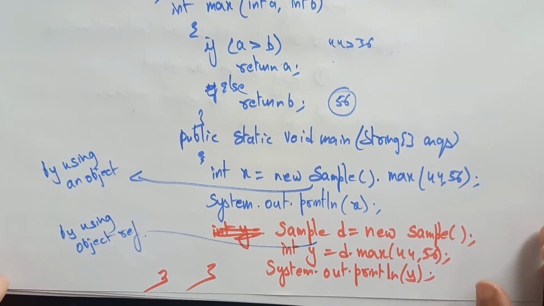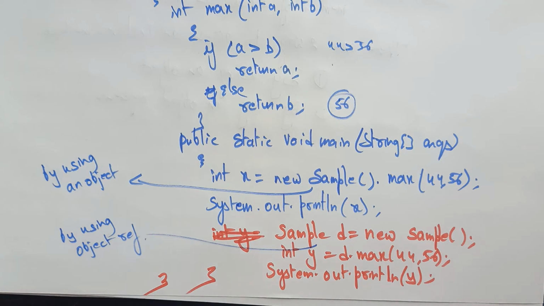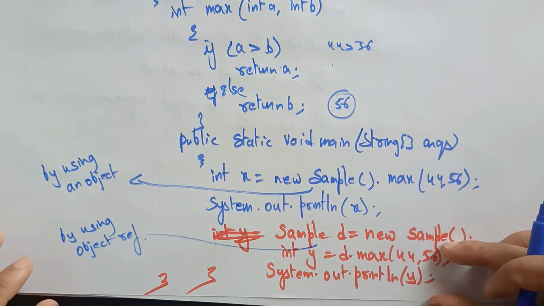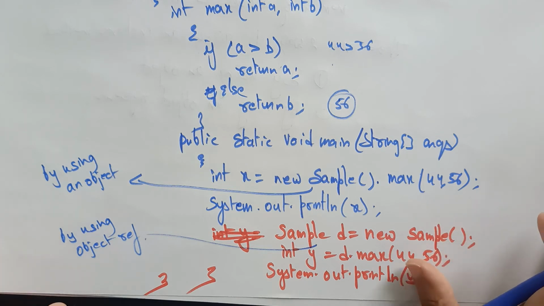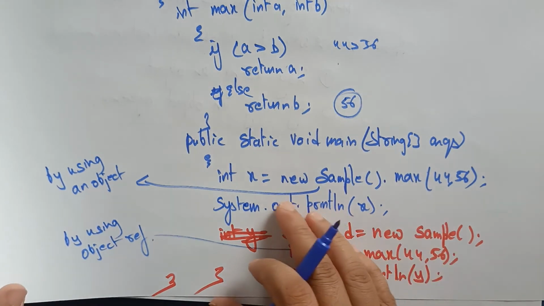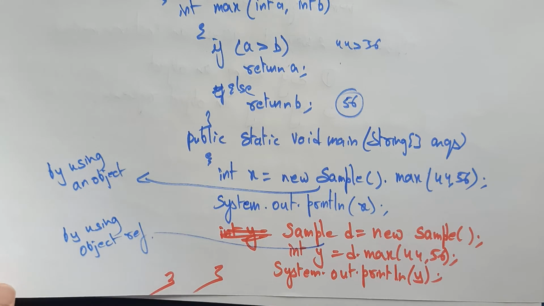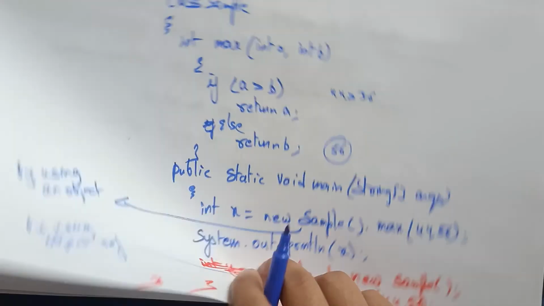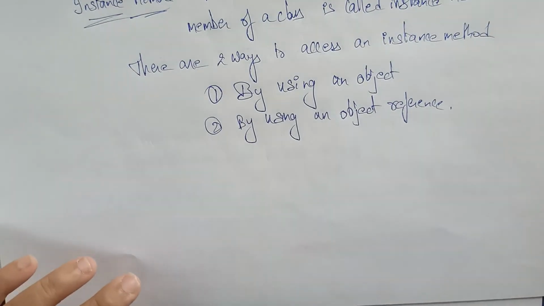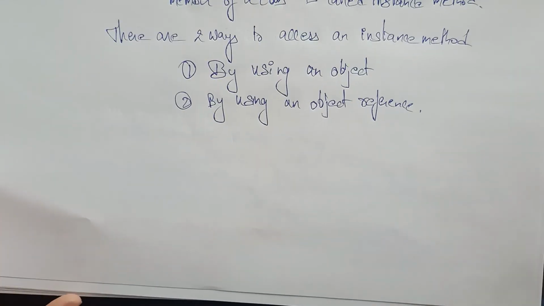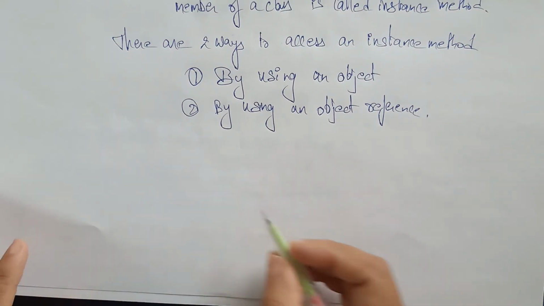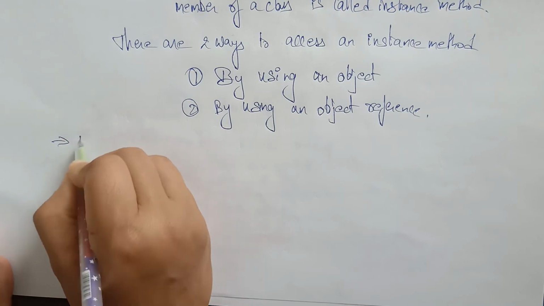So these are the two different ways of calling the instance method. By using an object I am calling, and by using an object reference I am calling here. Okay, so this is about the instance method. So you will get a doubt: when to use an object and when to use an object reference. I have mentioned two syntaxes, and I'm going to explain here.